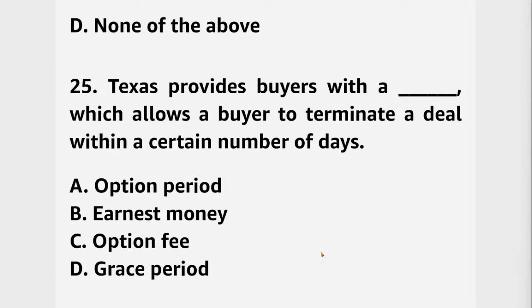All right, number 25. Texas provides buyers with a blank, which allows a buyer to terminate a deal within a certain number of days. A, option period. B, earnest money. C, option fee. Or D, grace period. So Texas provides buyers with a blank, which allows a buyer to terminate a deal within a certain number of days.